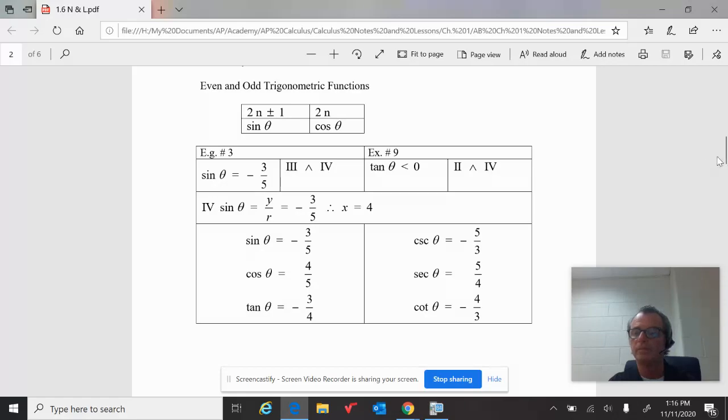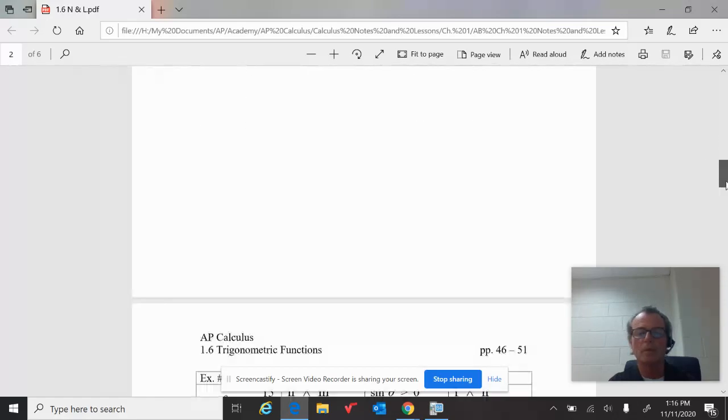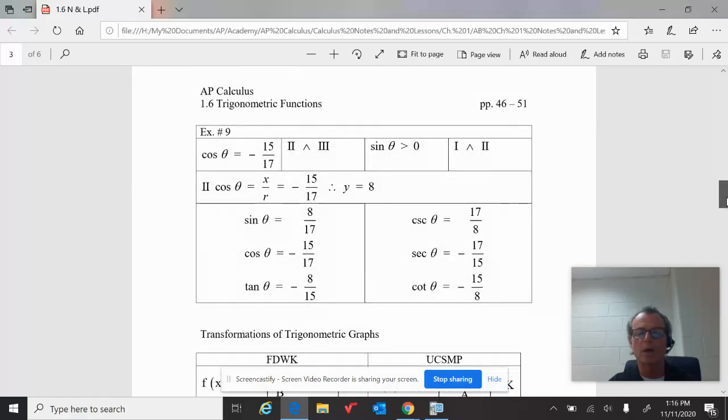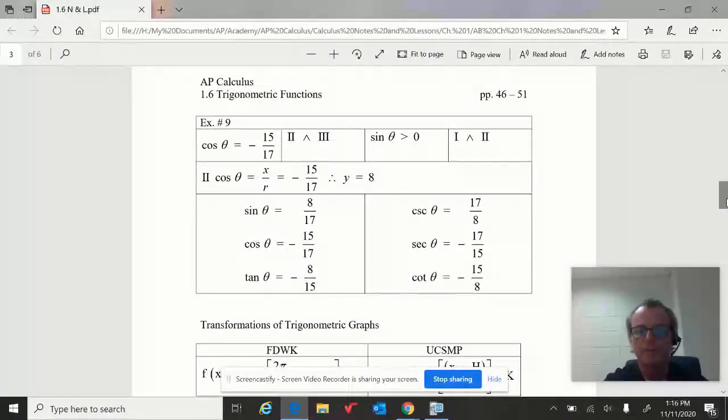So for 9, you have another Pythagorean triple. They tell you the cosine's negative 15/17. The cosine is your x. So the cosine's negative, you're in quadrants 2 or 3. And they tell you the sine, the y value, is positive, so you're in quadrants 1 or 2. So therefore, what they have in common is quadrant 2.